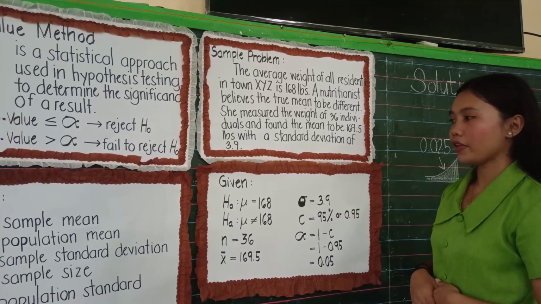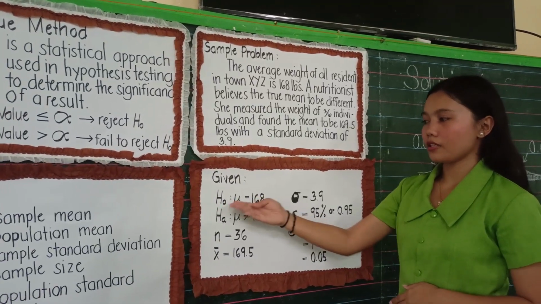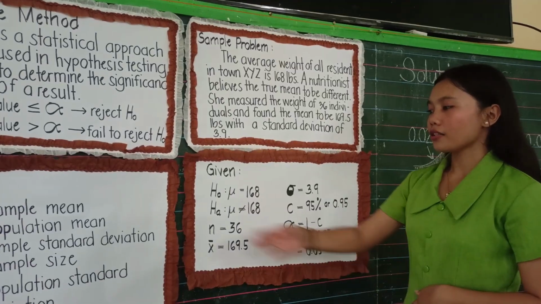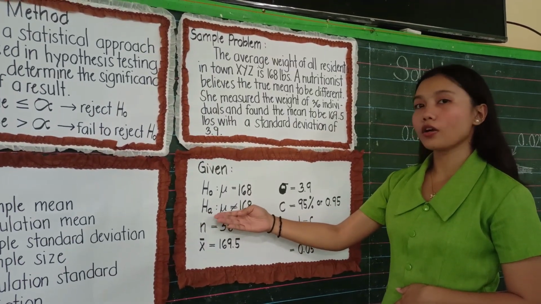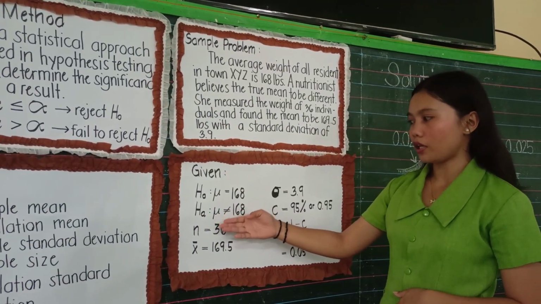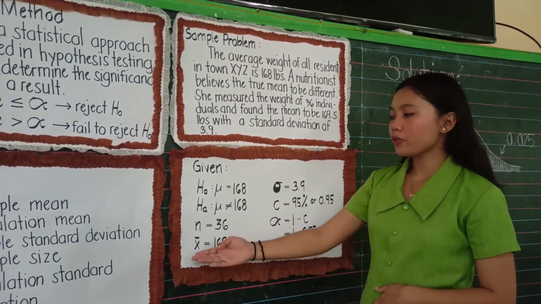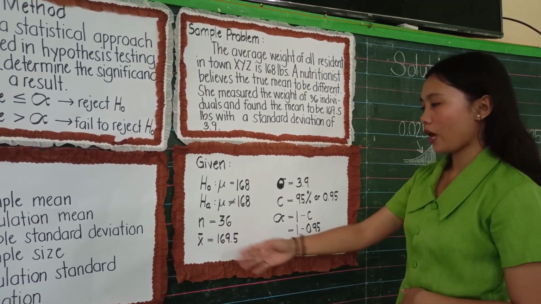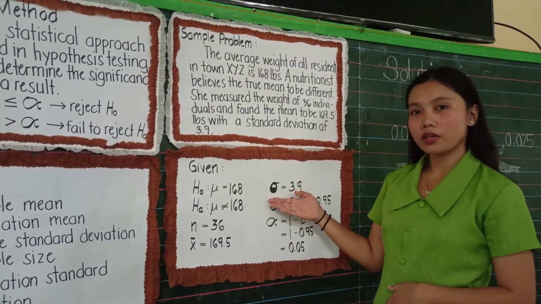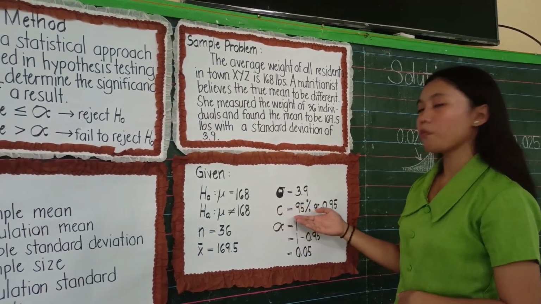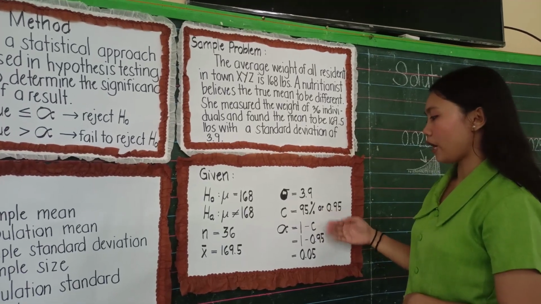So here we have the given: the null hypothesis, mu is equal to 168. Our alternative hypothesis is mu is not equal to 168. Our sample size is 36. Our sample mean is 169.5. Our population standard deviation is 3.9, and our confidence level is 95% or 0.95.